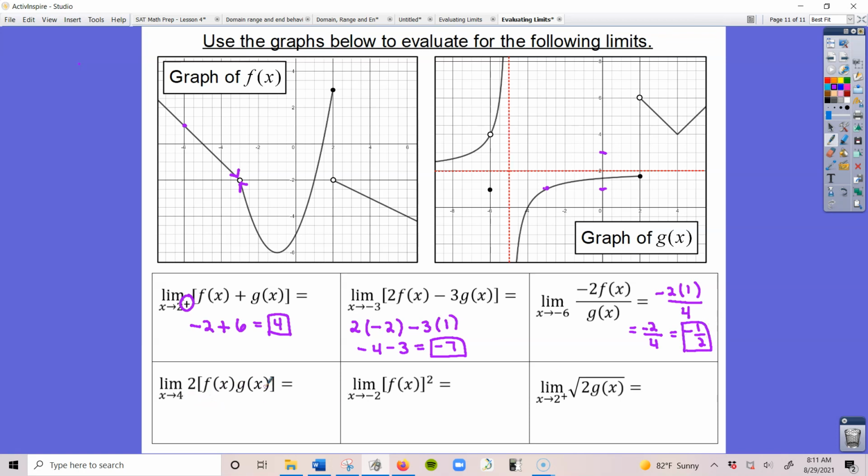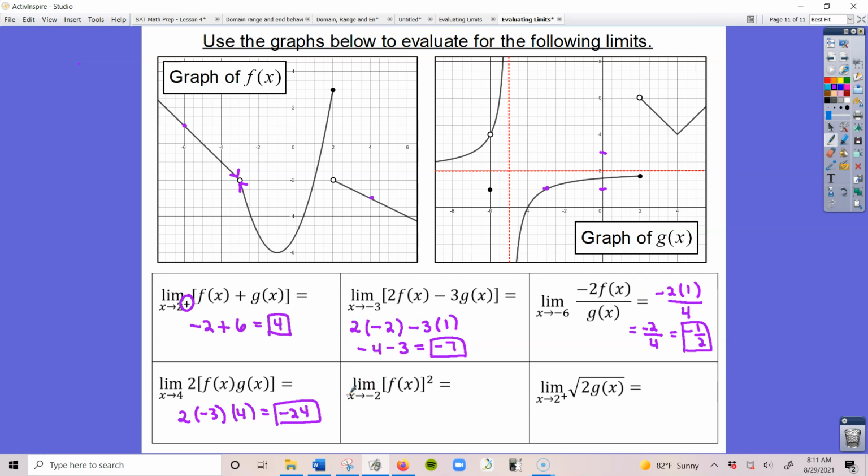Here we have all multiplications, so we just have the 2. The limit as x is approaching 4 of f of x, so here's the 4. Here's the limit value, which is negative 3. Then the limit as x is approaching 4 of g of x, which is 4. So now we multiply everything. 2 times negative 3 is negative 6, times 4 is negative 24.